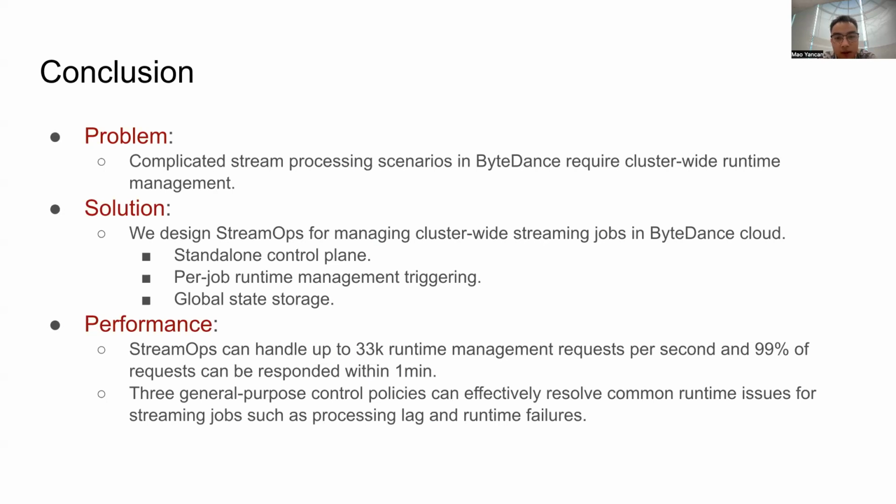We show that StreamOps can handle up to 33K runtime management requests per day, and 99% of requests can be responded to within 1 minute. The three general purpose control policies can effectively resolve common runtime issues for streaming jobs, such as processing lag and runtime failures.